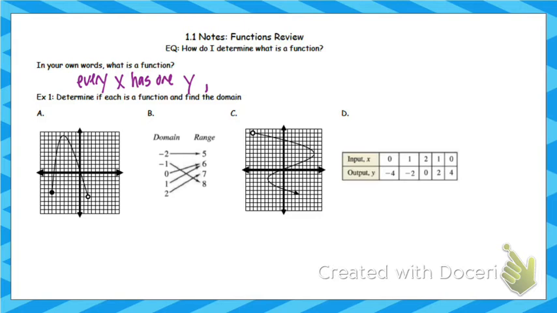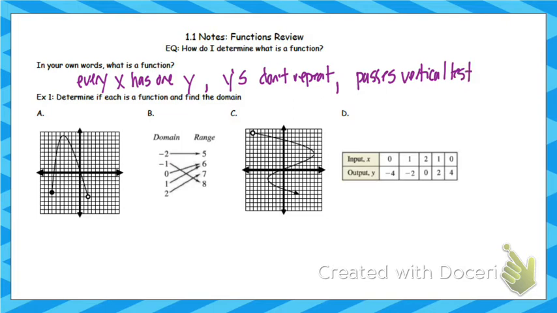You may, and you can pick any of these phrases that you want. So you may also remember the vertical line test. What the vertical line test was, you could draw a vertical line anywhere on the graph, and as long as it never touched more than one point, then that graph was a function. So let's look at these first examples down here.